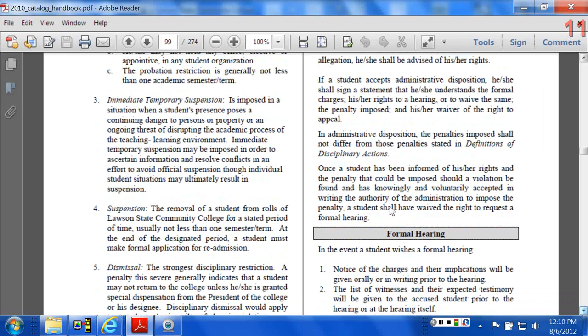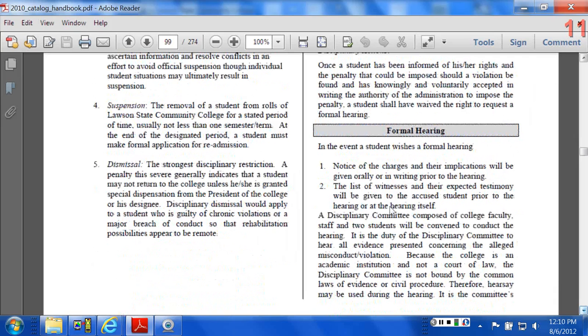Suspension is basically removing or withdrawing a student from the college for a stated period of time. Usually it's not less than a semester or a term. And the student must make formal application for readmission. If you're suspended, you must reapply for admission and follow whatever procedures that are listed in your letter denoting the suspension. Finally, dismissal or expulsion is the strongest disciplinary restriction.